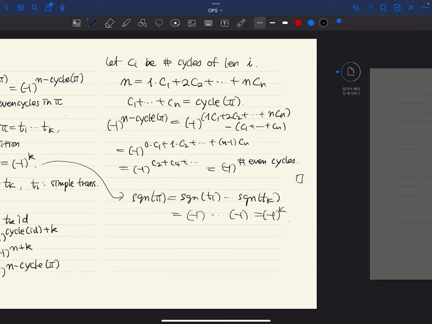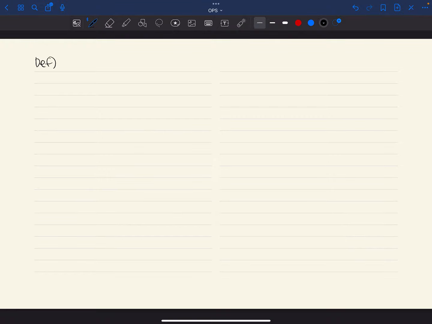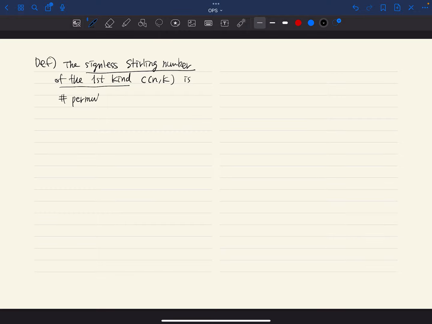And now we can define the Stirling number of the first kind, but we first define the signless Stirling number of the first kind, c(n,k). The signless Stirling number of the first kind is just the number of permutations on the set [n] with exactly k cycles.